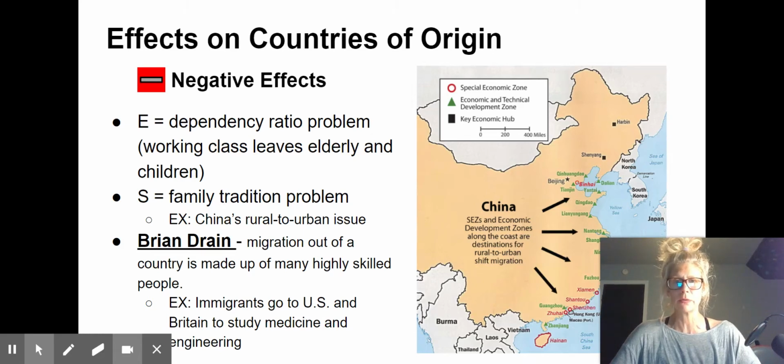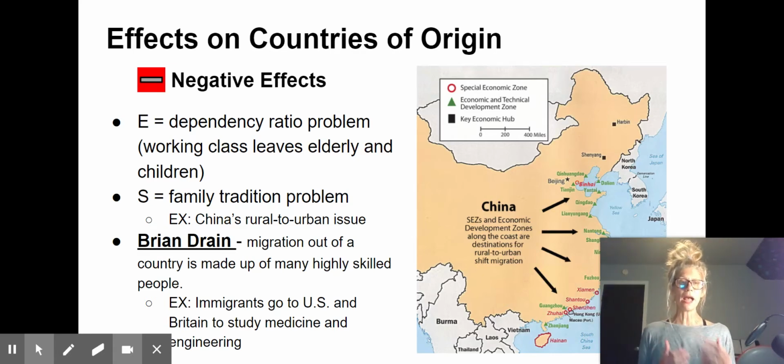So an economic reason, a negative reason, is a dependency ratio problem. Okay, so what that means is that they have a lot of young people leaving their country. That is going to leave a lot of old people, and it could possibly leave a lot of young people. And so that's going to give you a dependency ratio problem, right? That's where working class is leaving elderly and young people behind. Okay, and that can be a problem for the economy.